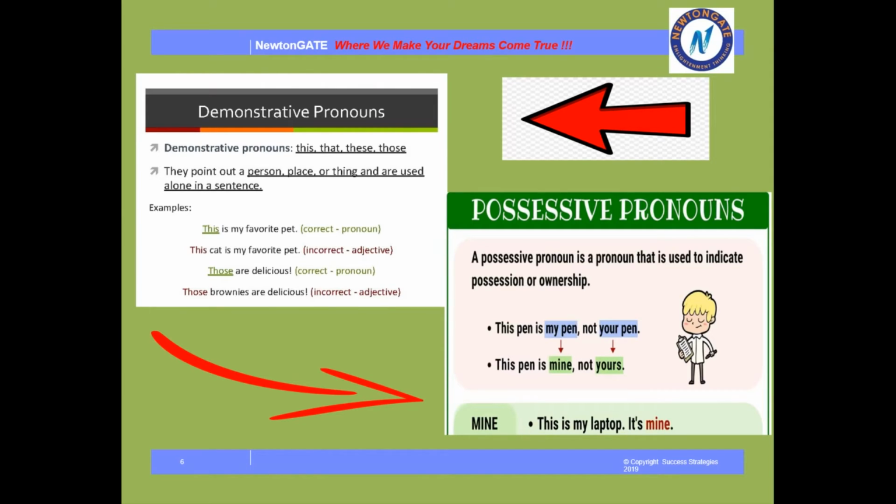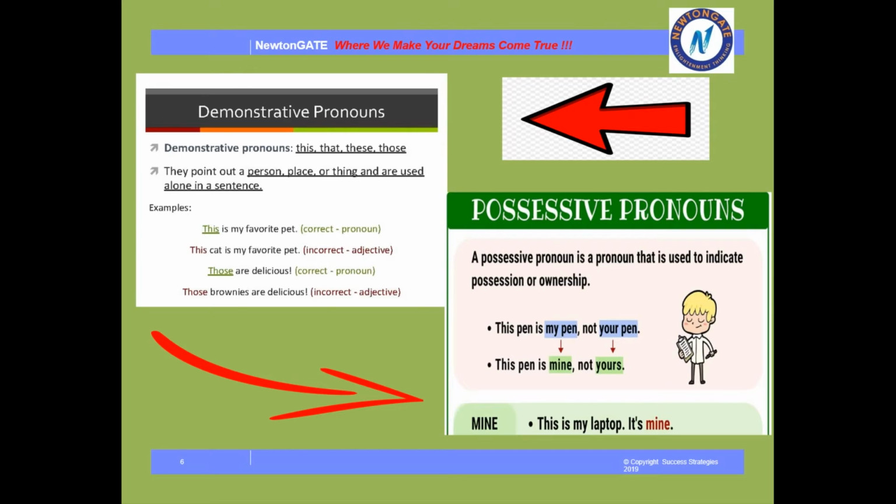The next is demonstrative pronoun. Now what is a demonstrative pronoun? Demonstrative pronouns, as examples, are this, that, these, those. They point out a person, place or thing. Example: this is my favorite pet. This cat is my favorite pet. Those are delicious. Those brownies are delicious. Now, in this example, you got which sentence is correct and which is incorrect as adjective and pronoun.